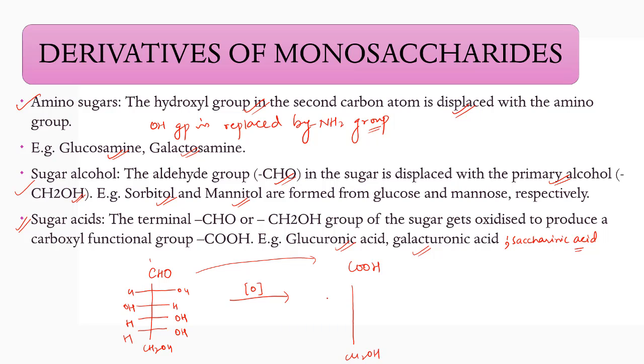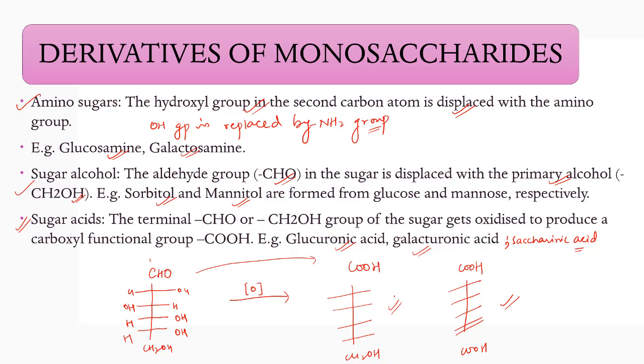Like if the structure is this, everything remains the same. But if the CH2OH, the primary alcoholic group part, is also oxidized to COOH, then it is saccharinic acid. So when they are oxidized with a strong oxidizing agent like HNO3, then it is saccharinic acid. With a mild oxidizing agent like bromine water, then it is glucuronic acid.